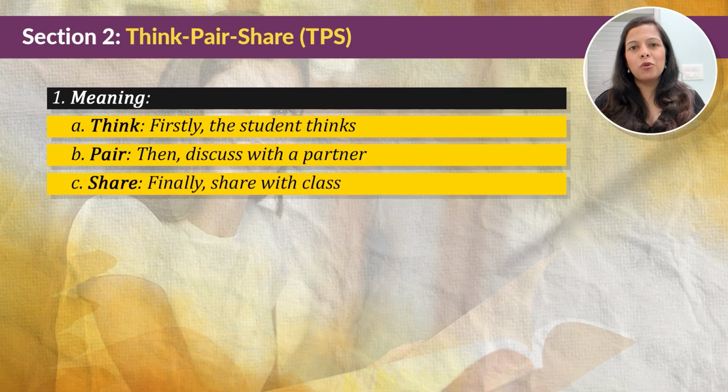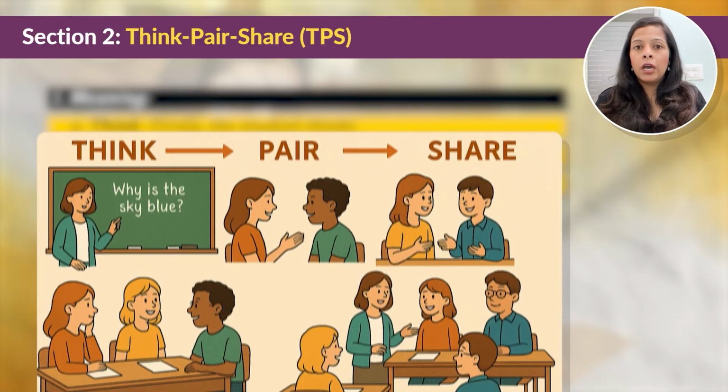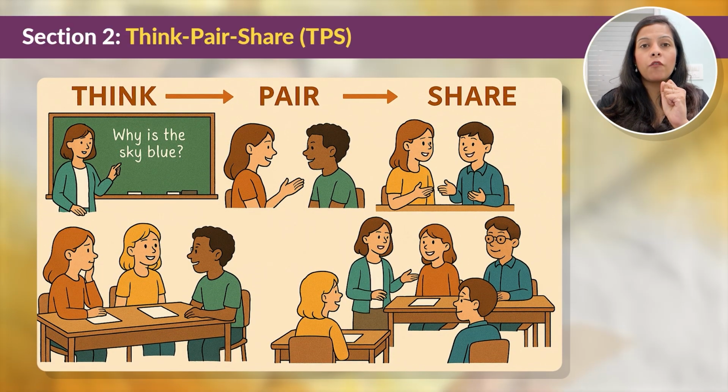And finally, we move to the third stage, which is the share stage. Now, what happens in the share stage? After the student pair has had a brief discussion, they share their ideas with the whole class. Sometimes one pair speaks, sometimes a few selected pairs would speak, but the idea is to bring everyone into the conversation slowly and naturally. For example, let's think of a science class.